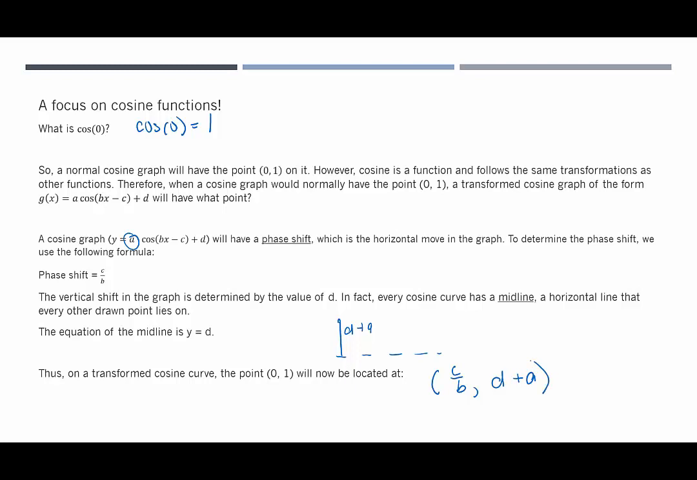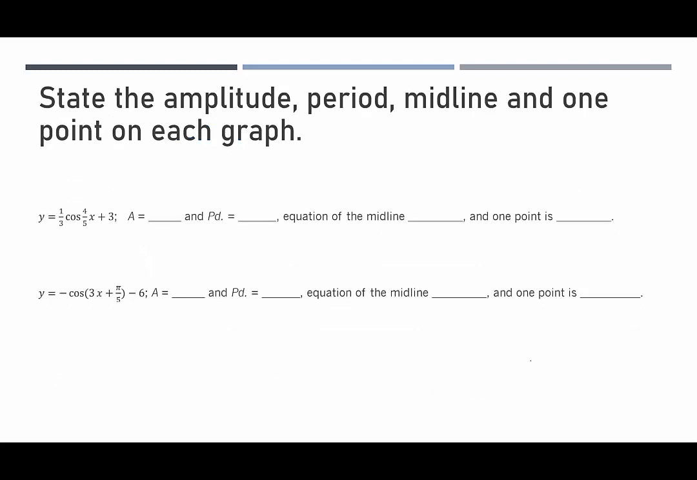So notice we're using lowercase a. This is not the amplitude. Lowercase a is going to help us determine that starting y coordinate. Okay, so let's look at 2 examples. We want to determine the amplitude, period, midline, and 1 point on each graph. First, I'm going to determine A, B, C, and D. So we get A here is 1/3, B is 4 over 5, C is 0, and D is 3.